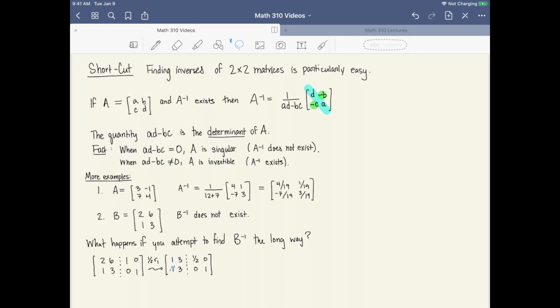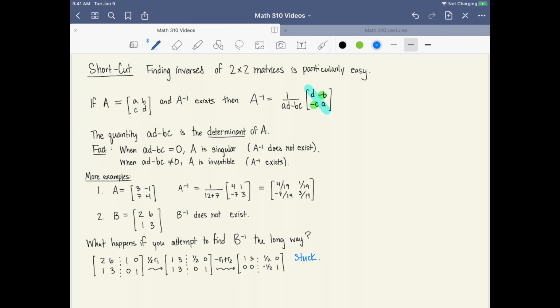After that, I would attempt to eliminate the 1 underneath the pivot. And doing the row operation minus row 1 plus row 2 into row 2 would give me zeros that show up on the left-hand side of the augmented matrix. But herein I have already reached a contradiction. There's no way that I can produce the identity matrix. So right here I would notice that I'm stuck. I'm not going to get the identity matrix no matter what row operations I choose to use.